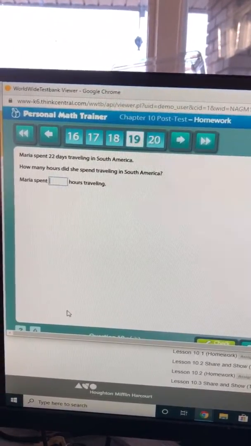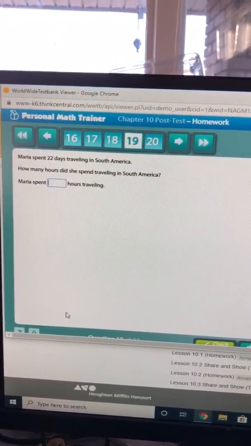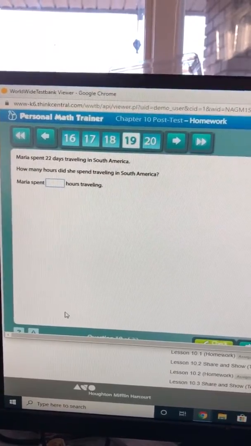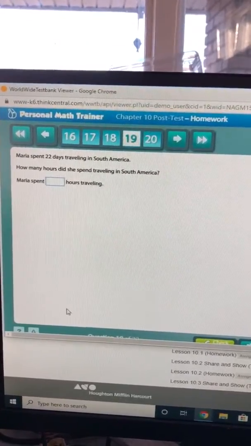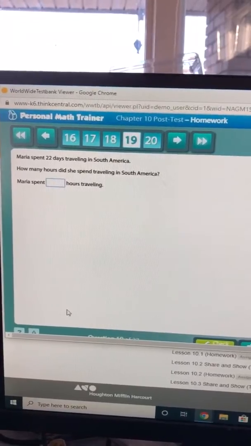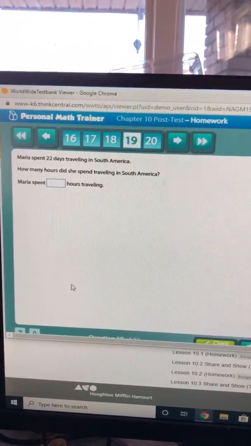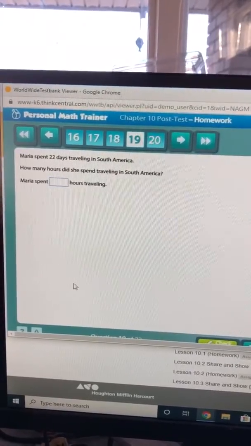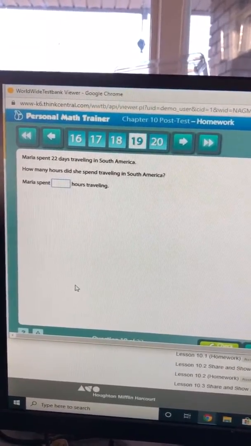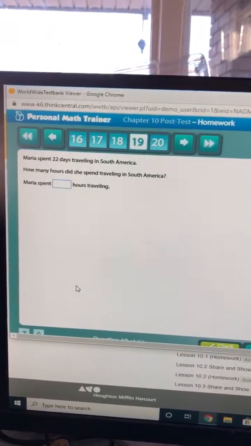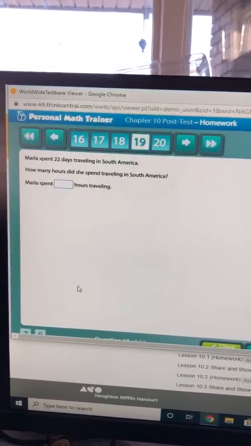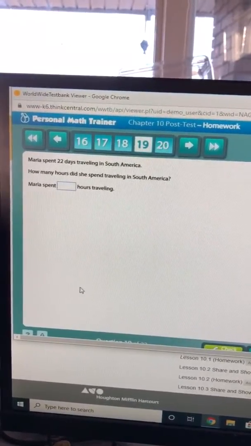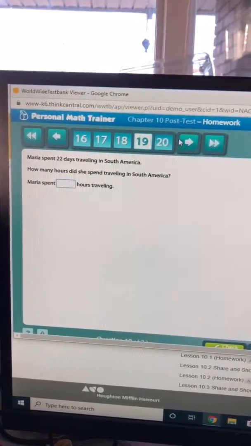Marla spent 22 days traveling in South America. How many hours did she spend traveling in South America? Well, how many hours are in one day? 24. How many days did she travel? 22. What can you do? You could do repeated addition, 24 plus 24 plus 24, on and on, or you could just multiply 22 times 24 and get a good answer.